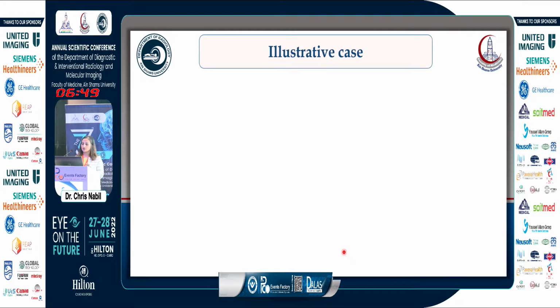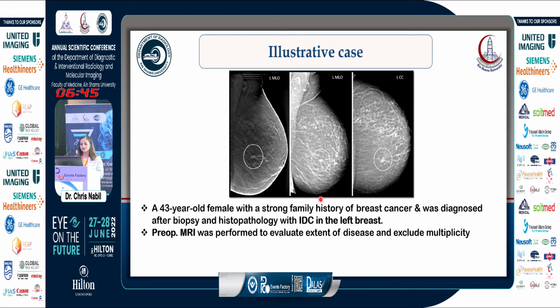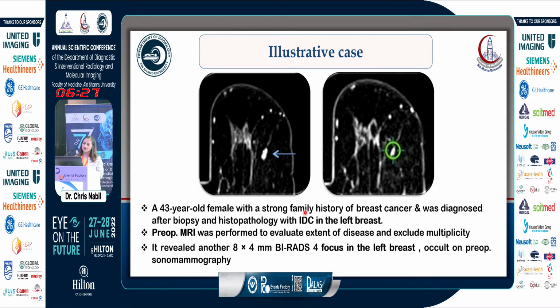And now as a demonstration, we have an illustrative case. This is the mammogram of the left breast of a 43-year-old female who had a strong family history of breast cancer. She was diagnosed with invasive ductal carcinoma in the left breast after the biopsy and histopathology. Her pre-treatment MRI was performed to evaluate the extent of the disease and to exclude multiplicity because of her high risk. And MRI revealed another 8x4 millimeters BI-RADS 4 focus in the left breast that was occult on sonomammography.